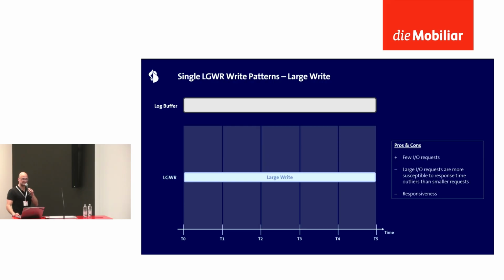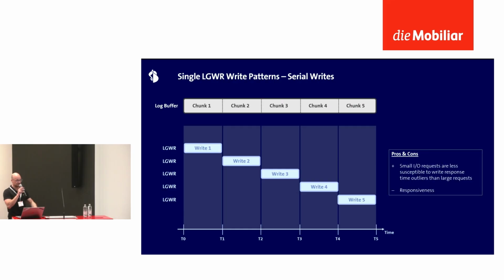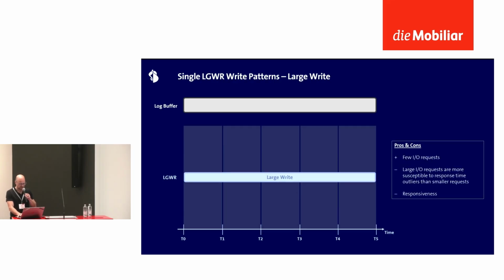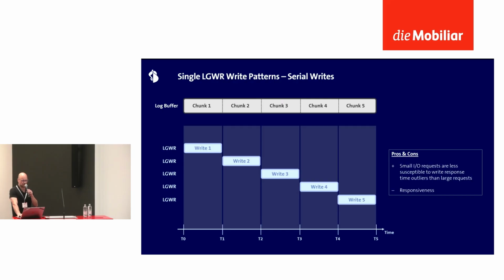That gives us a large write, and large writes are not that nice because they take a lot of time and they are susceptible to outlier response time. So the larger the write, the higher the risk that the write gets delayed, unfortunately. So what we can do is divide the log buffer into chunks, and then work on these chunks in serial, one by one, shown here on the screen. And also let's assume this takes roughly the same time as this one. So in generic terms, let's assume this takes 5 time units, and this one takes 5 time units as well.